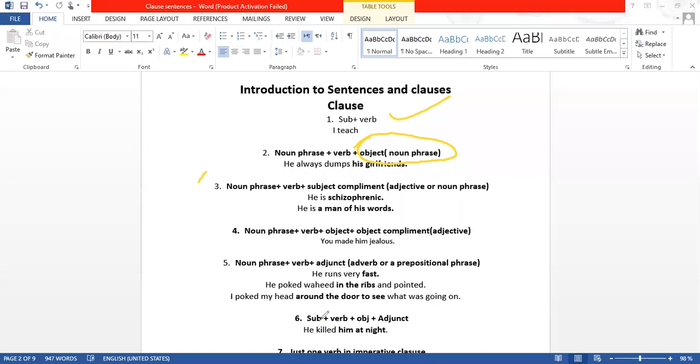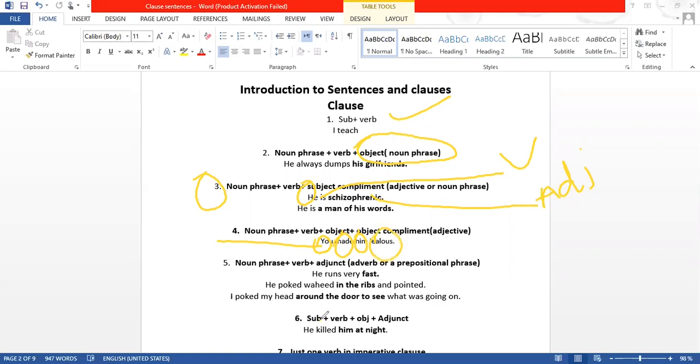Now this one, see the third one: he is schizophrenic. Again, remember, a clause will always have a subject and a verb. So here, he is the subject and is is the verb, and schizophrenic is the adjective. So it always will have a subject and a verb. Now see the fourth one: he made him jealous. Here he is the subject, made is the verb, him is the object, and this last one is the adjective.